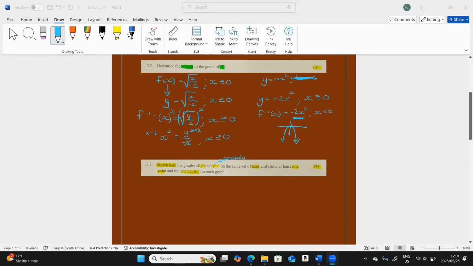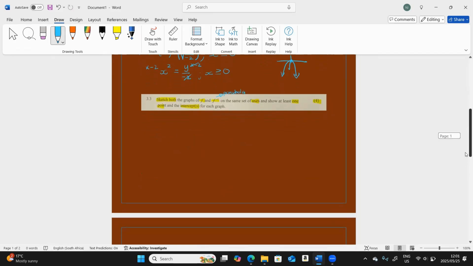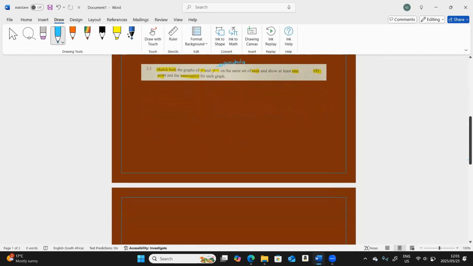So that is exactly what we can expect over here, that the turning point is going to be at the origin for both the parabola and its inverse function, which is then going to be f. Okay, so now that is what we expect the parabola to look like. And let's just move on then to sketch.